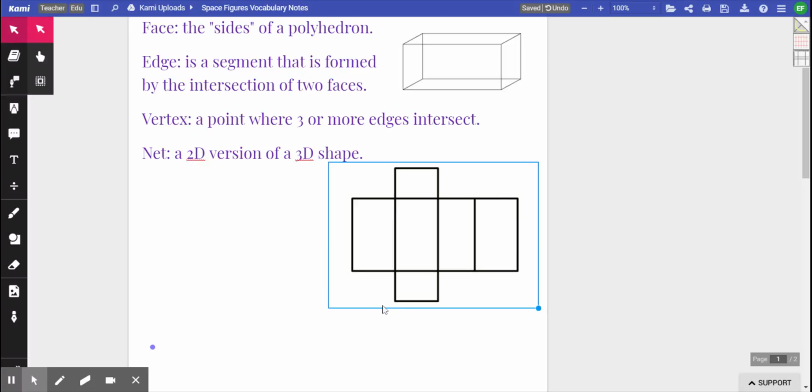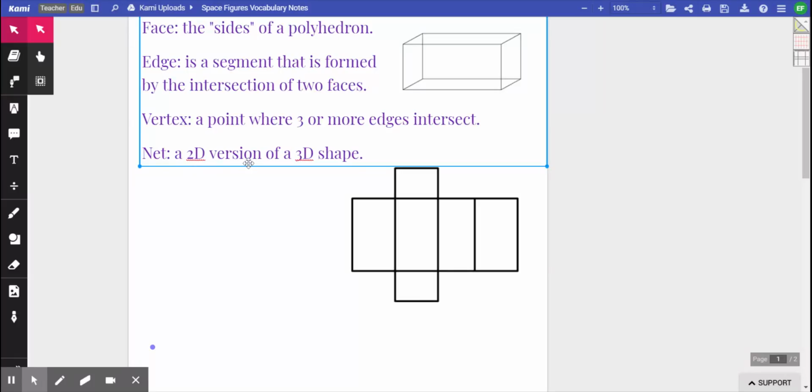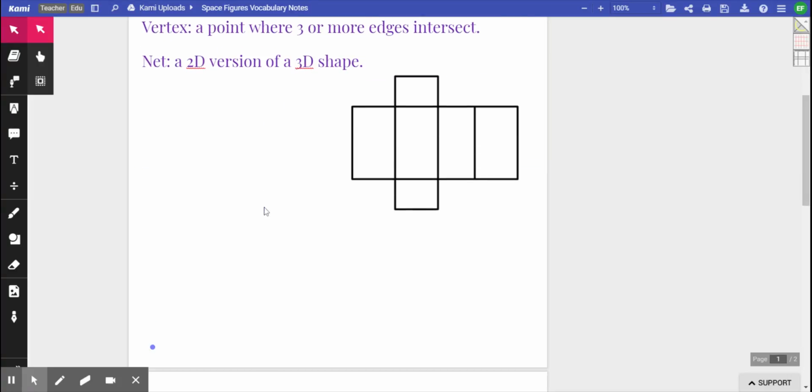There are different variations of a net. This is just one of them. But it's an idea of looking at the shape in its 2-dimensional sense. Everything we've done so far this year has been on 2D shapes. Since that's something we're more familiar with, as we go through this unit, try to think about the net version of any one of the 3D shapes. That might help you to calculate any of the surface area or volumes that we're going to be working with.